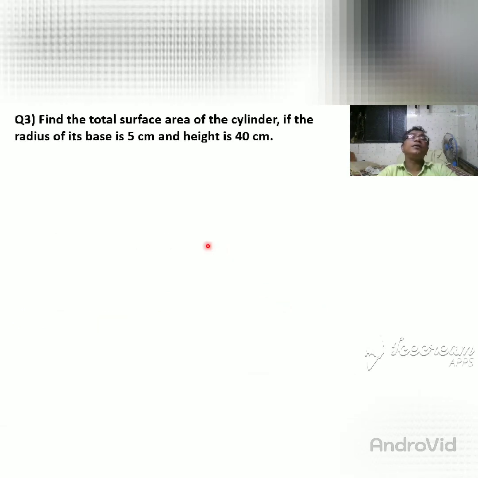Then we are going to see problem number 3. Find the total surface area of cylinder. This problem is different. Here you want to find the total surface area. Find the total surface area of cylinder if the radius of its base is 5 centimeter and height is 40 centimeter. Okay, so total surface area you want to find out.